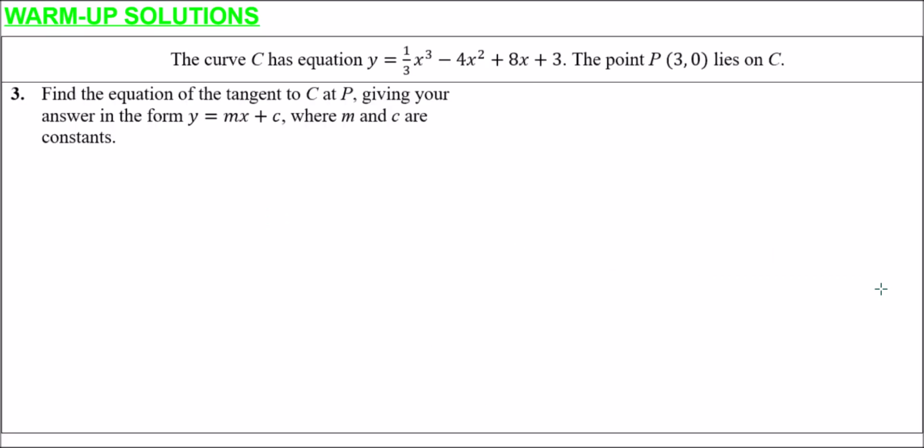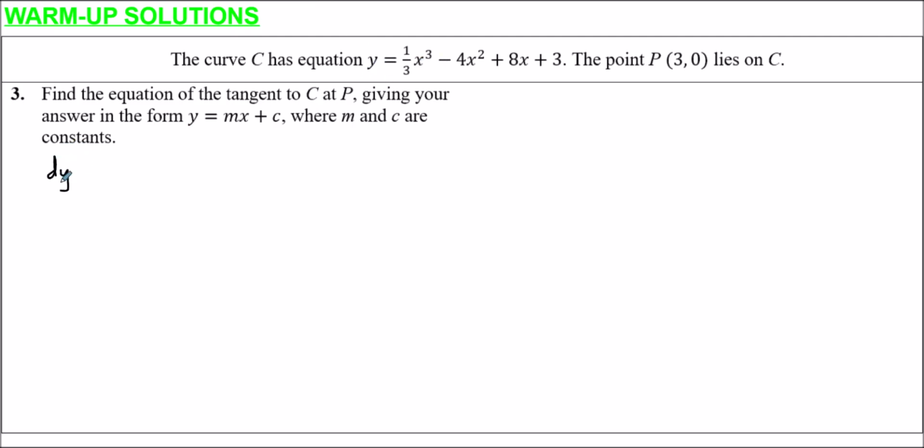Question 3. We've got a curve, big C, with this equation, y equals 1/3 x cubed minus 4x squared plus 8x plus 3, and we're told that the point P, which is at 3, 0, lies on this curve C. Find the equation of a tangent to C at P, giving your answer in the form y equals mx plus c, where m and c are constants. So to find the equation of a tangent, we need to work out the gradient function. In other words, we need to take dy by dx.